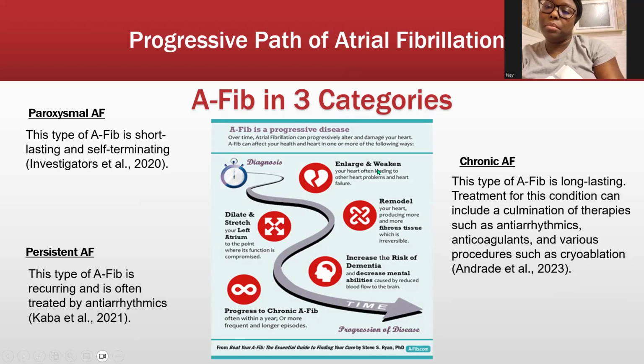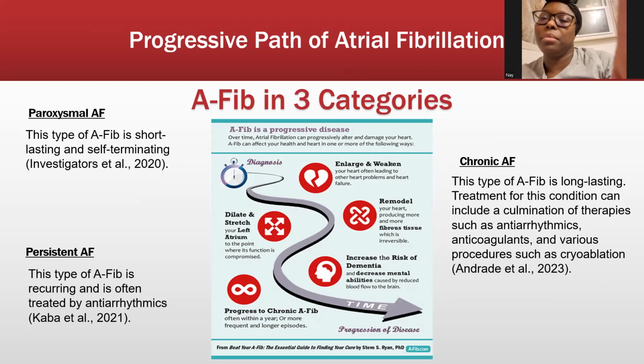With chronic AFib, this is a long-lasting atrial fibrillation. Treatment for this condition can include a combination of therapies such as antiarrhythmics, anticoagulants, and various procedures such as cryoablation. So some patients, when they are not controlled by being on medications to help control their heart rate or being on blood thinners alone, if those treatments don't happen to control their AFib, then you may have a patient that goes into the operating room or into the short procedure room for a thing called cryoablation, where they go in and they ablate certain areas of the heart to put the heart back into a normal rhythm.